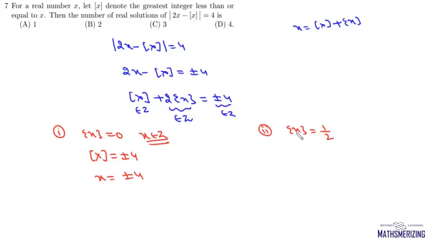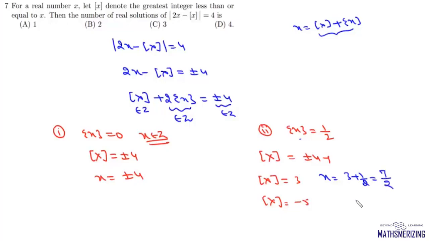Now when the fractional part of x is 1 by 2, then we can write greatest integer function of x as plus minus 4 minus 1. So the value of greatest integer function of x will be either 3 or minus 5. Now x is greatest integer function of x plus fractional part of x. So here we'll get either x as 3 plus 1 by 2, which is 7 by 2, or we'll get minus 5 plus 1 by 2, which is minus 9 by 2. So the total number of real solutions for this equation will be simply 4, and that's your option D.